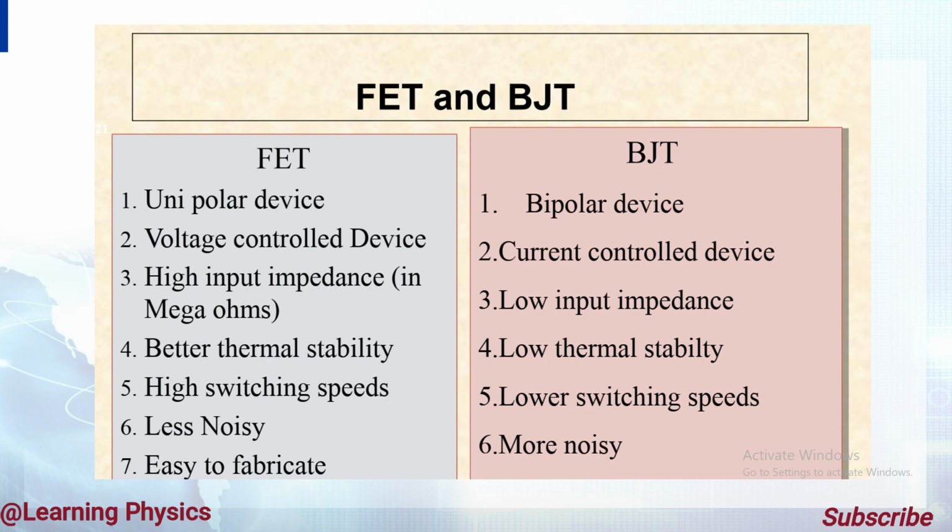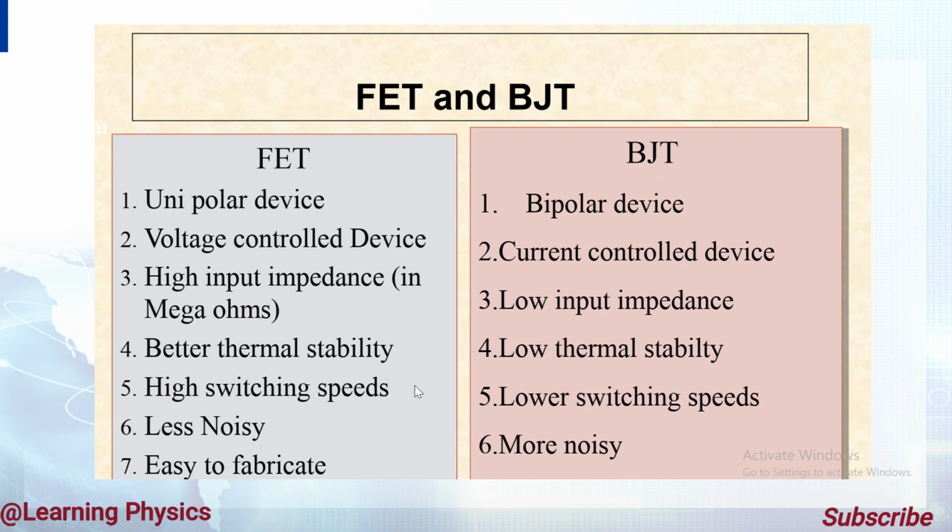And the input impedance for BJT is low. And if we talk about the thermal stability of FET, FET is more stable thermally, and it can work at higher temperature, but the thermal stability of BJT is low. FET has high switching speed because it has a high on-off ratio, about 10 raised to power 4 or 10 raised to power 5 at the initial stage, and we can enhance the value of on-off ratio or switching speed by doping or other processes, which we will discuss later.